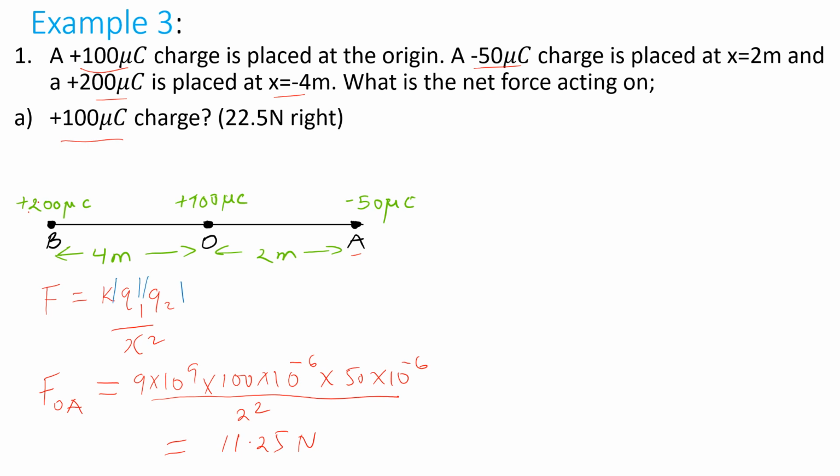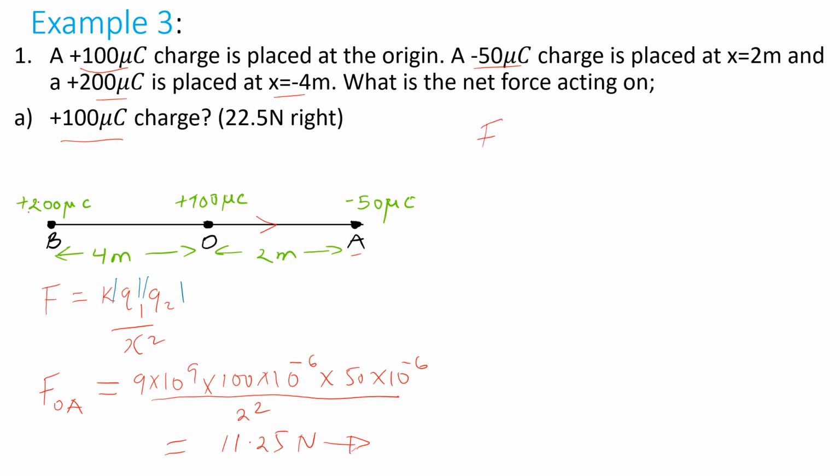Let's see where it is going. The question is asking, what is the force exerted on the 100 microcoulomb charge? So we are looking for the force that the 100 microcoulomb charge experiences due to A. 100 is positive, 50 is negative. That means the force between them is attractive, so they will attract one another. But let's see the direction of the force that O experiences due to A. If O experiences an attractive force caused by A, it means that O is attracted by A, therefore O should go towards A. That is to the right. So the arrow is to the right.